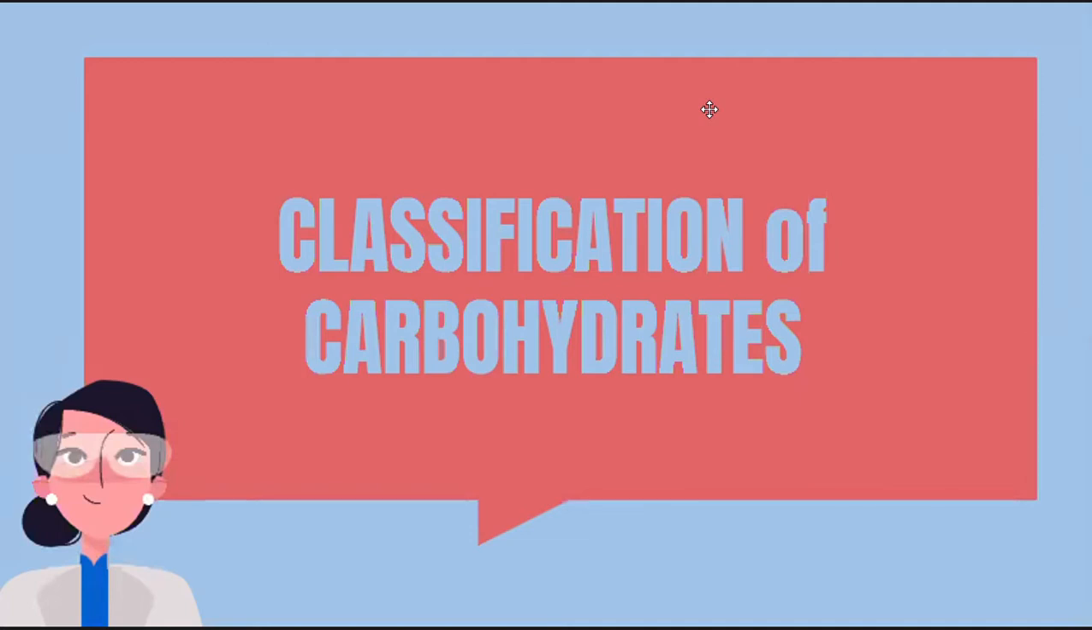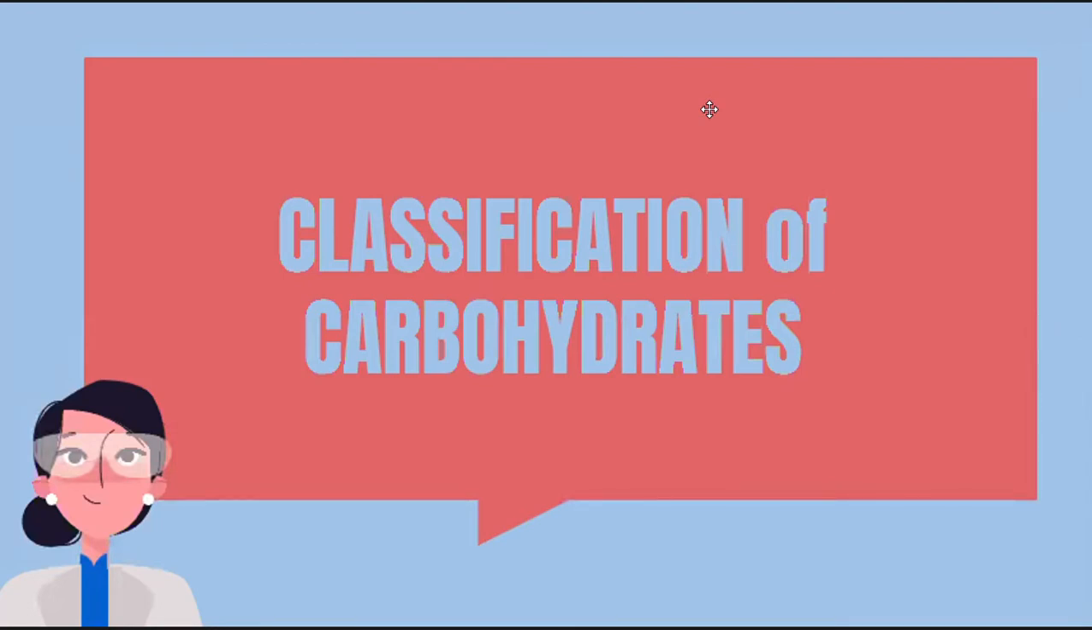So monosaccharide, from the term again, mono and saccharide, sugar: one single unit of sugar. Disaccharide: two single units of sugar, so one plus another one. Oligosaccharide is a mixture of at least 3 to 10 monosaccharides, so 1 plus 1 plus 1, 3 up to 10.